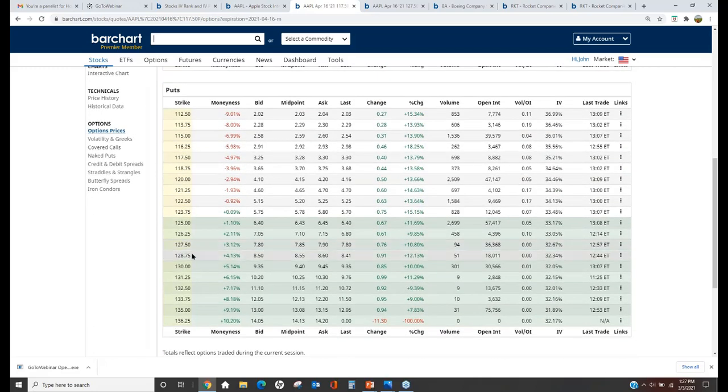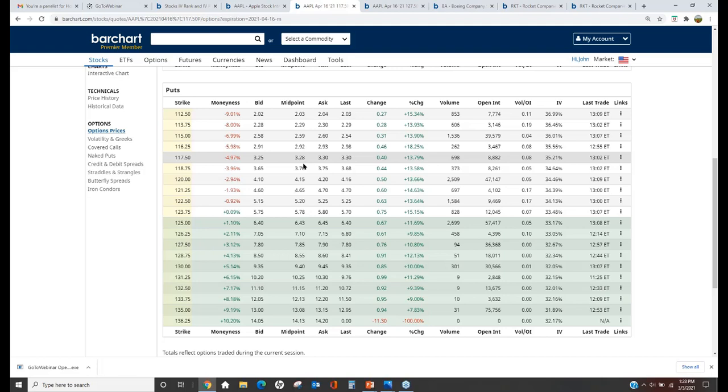Right? Our 127s are trading around $7.85, and our 117.5 is trading around $3.25. So what are we up? About $4.50, right? We put the trade on for $3.10. Now it's worth $4.50. So that's a nice return in just a few days, right?